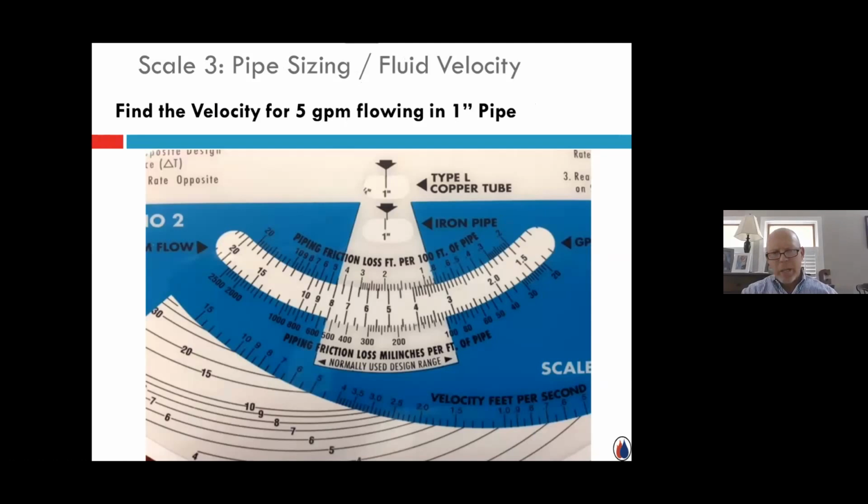Continue with the same flow rates, 5 gallons a minute. I decided I was going to use 1-inch copper pipe for the 5 GPM application. Find my pressure drop without moving the wheel. I just glance down, find the 5. Where does it intersect? You see it's right about 1.8 feet per second. So it's still fast enough. It's above the 1.5, and it's not too fast over here on the 5.